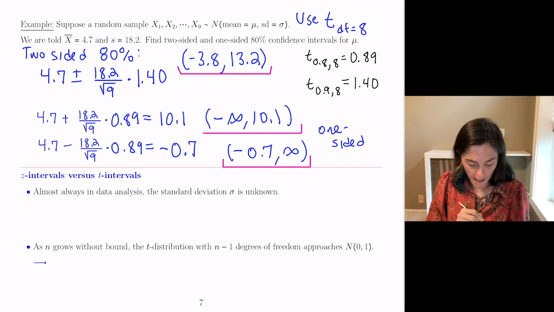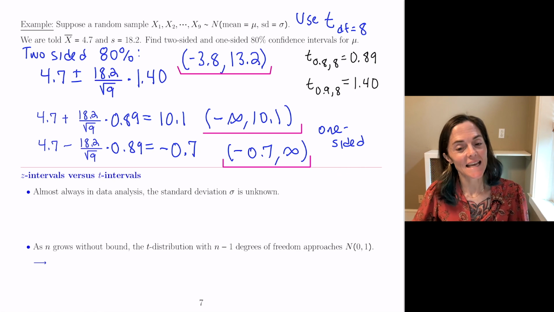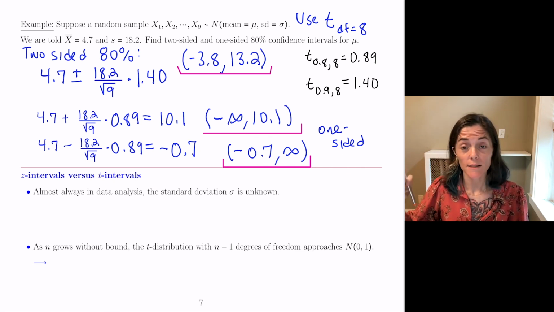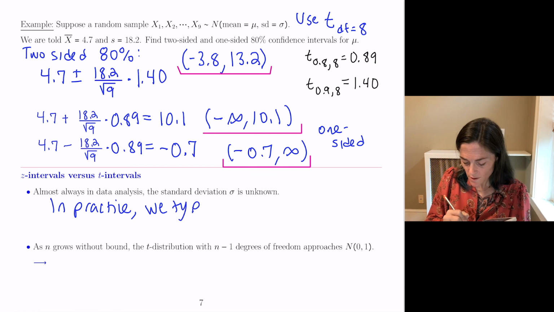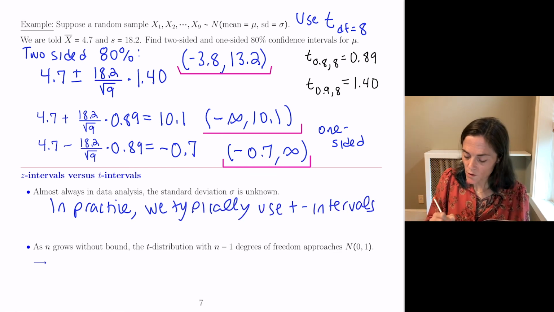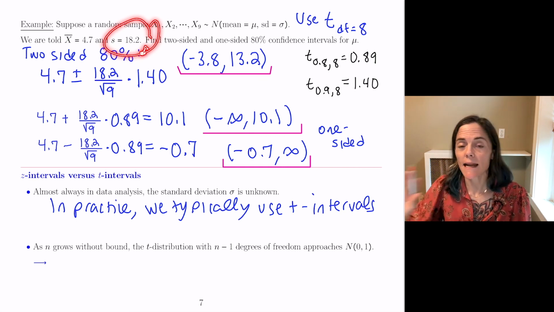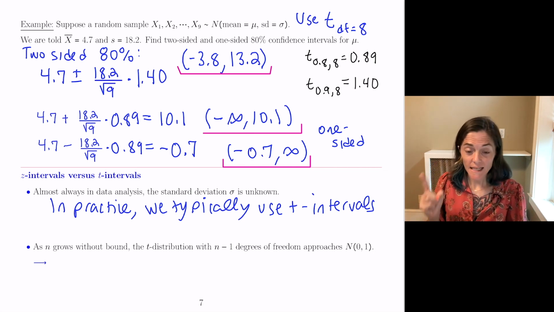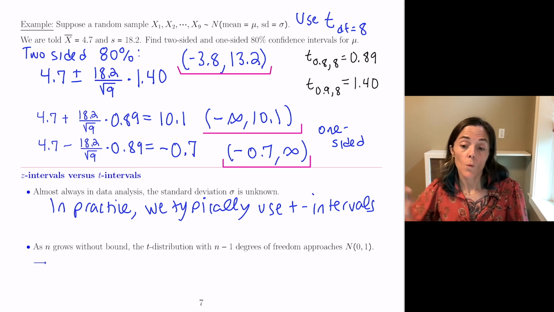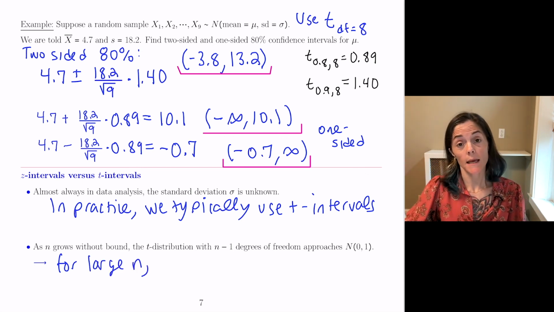Let's close this part 1 video here. Z intervals versus t intervals. Okay, almost always in data analysis, the population standard deviation sigma is not known. So in practice, we typically use t intervals. And we will use, just as we did in this example, the sample standard deviation in our calculations. However, what's also the case, and this is something we discussed in the last lesson, as n grows without bound, the t distribution with n minus 1 degrees of freedom will approach the standard normal distribution. For large n, sometimes we will use the z multiplier.